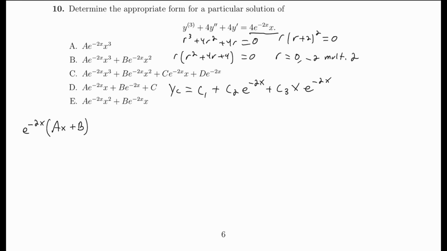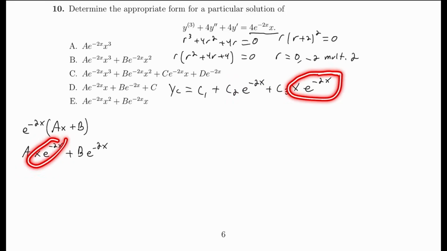We'll go ahead and distribute this out so that we can check for duplication with ax e to the negative 2x plus b e to the negative 2x. And now we can go ahead and compare these terms with the terms of our complementary solution. We see here we have an e to the negative 2x term. We also have an x e to the negative 2x term. So both of those terms are problematic.